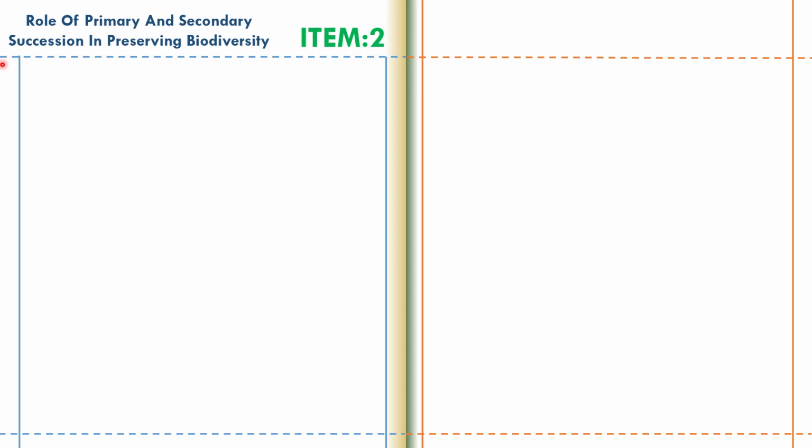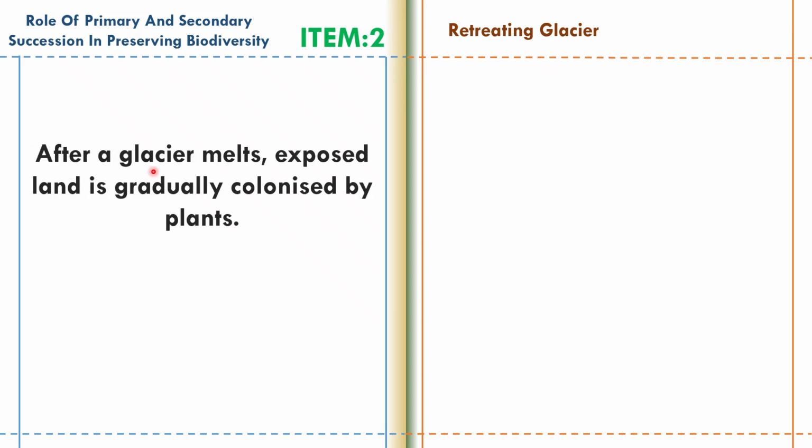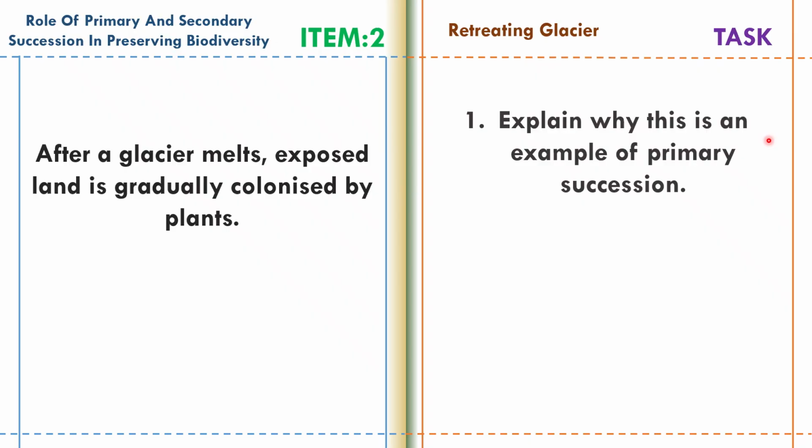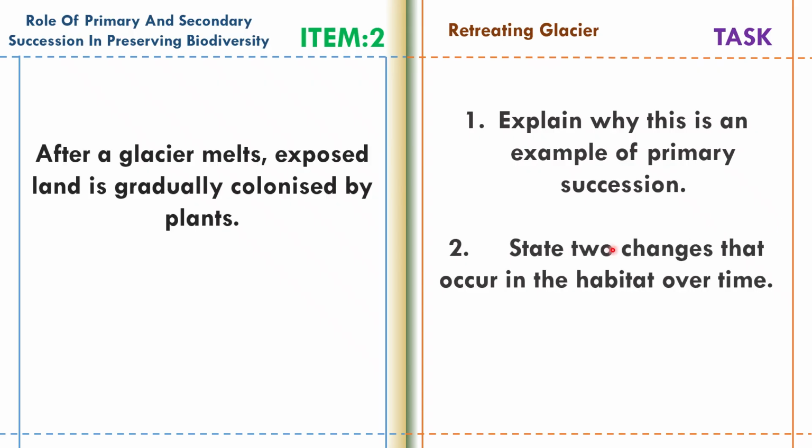Role of primary and secondary succession in preserving biodiversity. Item 2. Retreating glacier. After a glacier melts, exposed land is gradually colonized by plants. Task. Explain why this is an example of primary succession. State 2 changes that occur in the habitat over time.